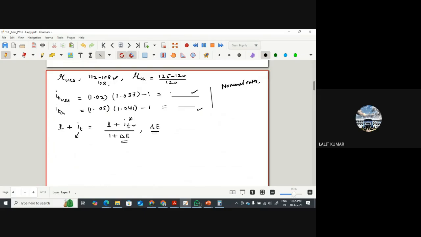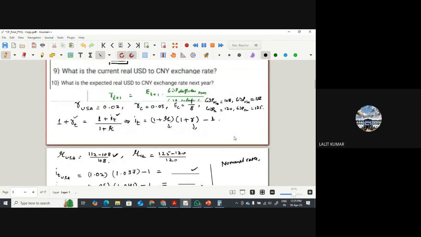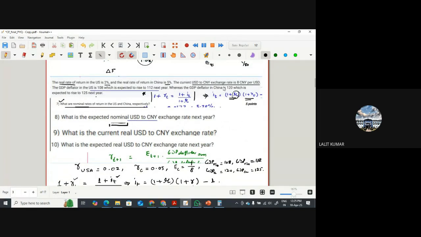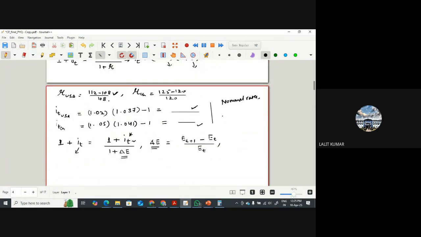Once you get the value of delta E, we put it into E_(t+1) minus E_t divided by E_t. The present E_t is the rate which they have given, 1 by 8. USD to Chinese exchange rate is 8 China. So here you put E_t equal to 1 by 8 and you will get the E_(t+1). Is this okay?